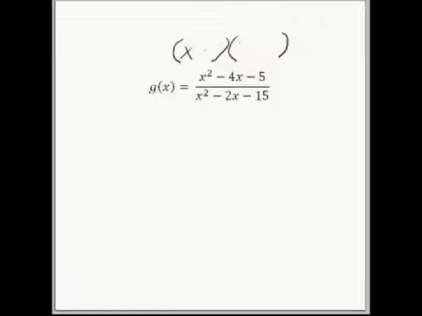Factoring the numerator and denominator, let's see, it looks like I'm going to get a common term of x minus 5, which will leave me with the reduced version of the function, x plus 1 over x plus 3.